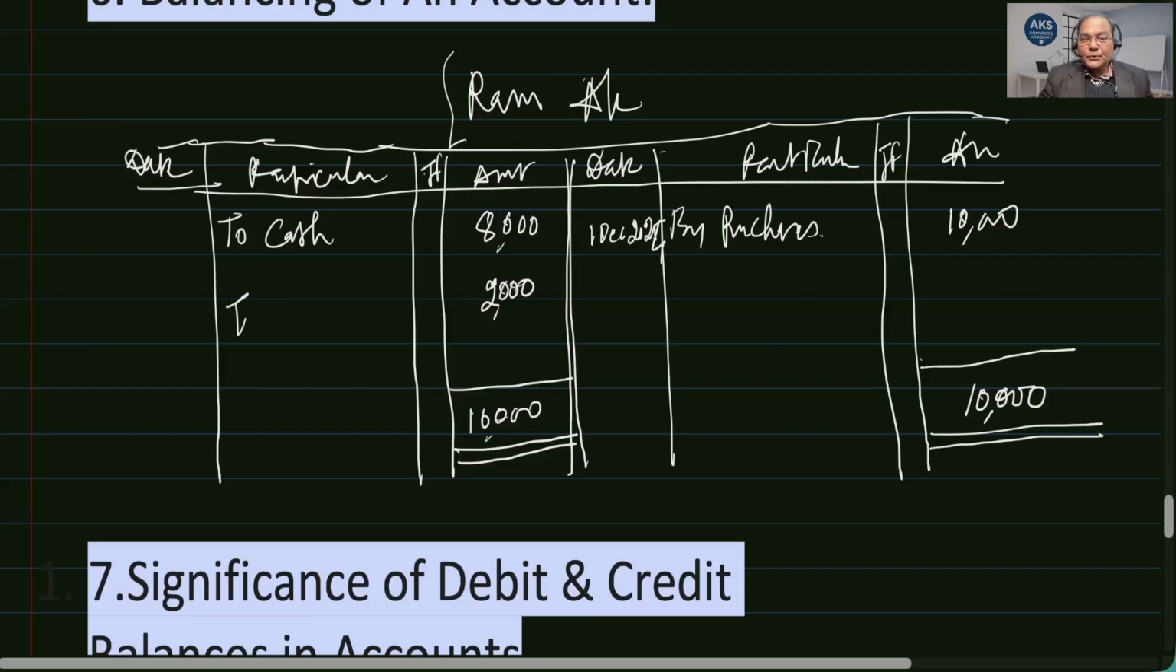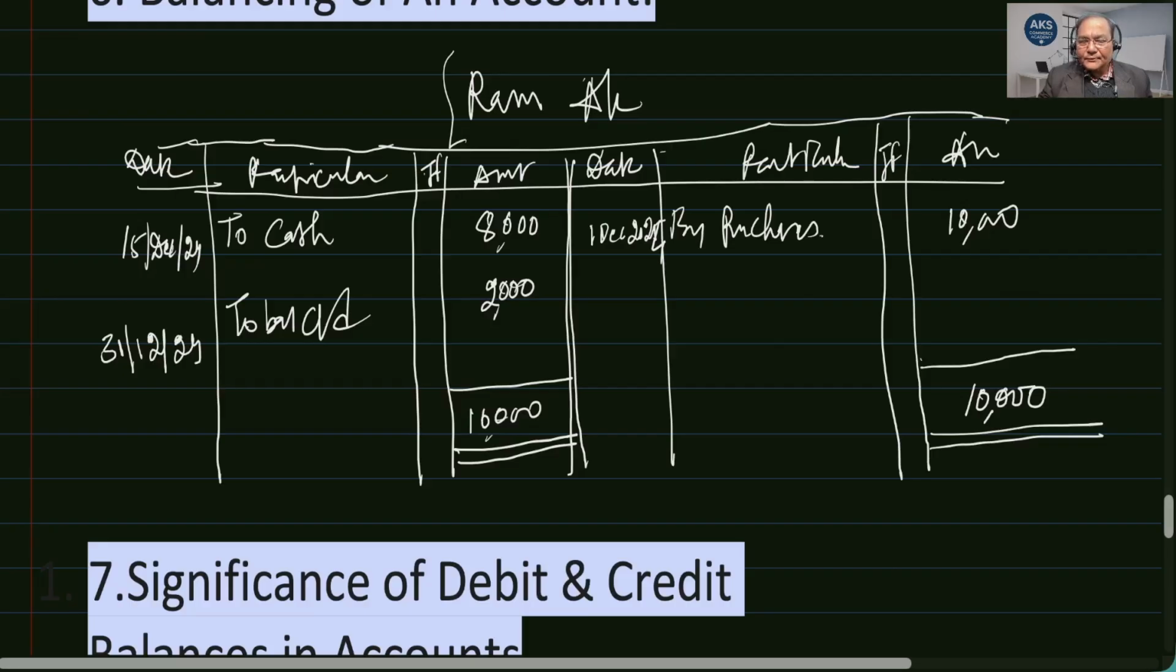So here we will write to balance carried. This payment we made, let's say 15th of December 24. Now, when we are balancing the account on 31st of December, so let's say every year or every month end, or every year end, this account is being balanced on 31st December 24. So to balance carried down.